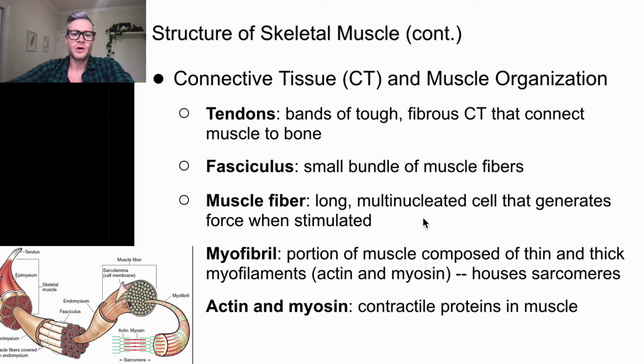Muscle fibers, they're long multinucleated cells that generate force when stimulated, and we'll get to how that happens in one of the next videos. Myofibrils, those are the portions of muscles composed of thick and thin filaments, actin and myosin. They house sarcomeres, and actin and myosin are the contractile proteins in muscle. Again, we spoke to all of those. Hopefully you're able to landmark and locate all of those on the image again.